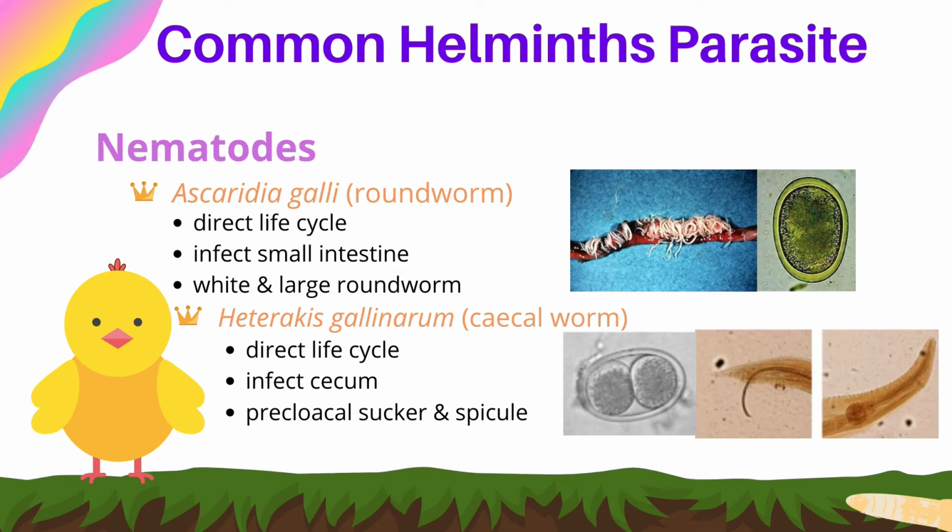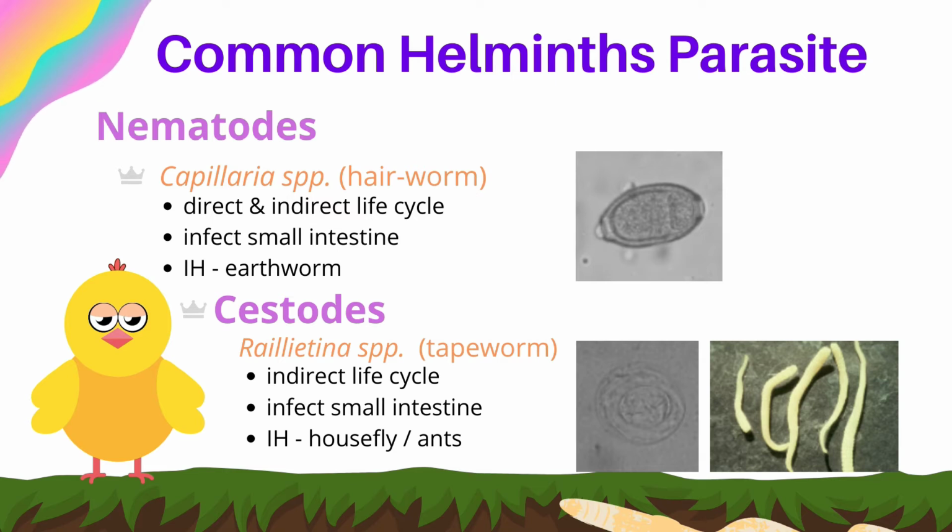Heterakis gallinarum, commonly called the sickle worm, also has a direct life cycle. They infect the cecum. The most common characteristic of this nematode is the precloacal sucker and the spicule. The next nematode is the hairworm, Capillaria species. They can have both direct and indirect life cycles. They infect the small intestine and their intermediate host is the earthworm.